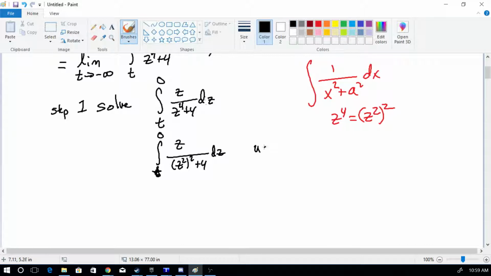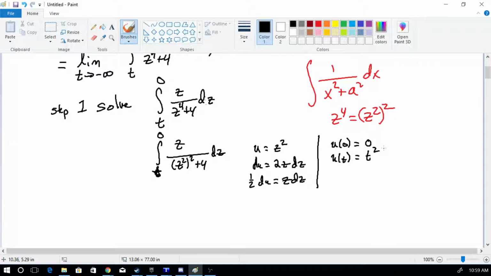So what we're going to do now is say u equals z squared. That helps because now I have an integral of just x squared plus a squared, or in this case u squared plus a squared. du is 2z dz. So 1/2 du equals z dz. Now let's check our limits. I plug in 0 for z, I get 0. I plug in t for z, I get t squared.